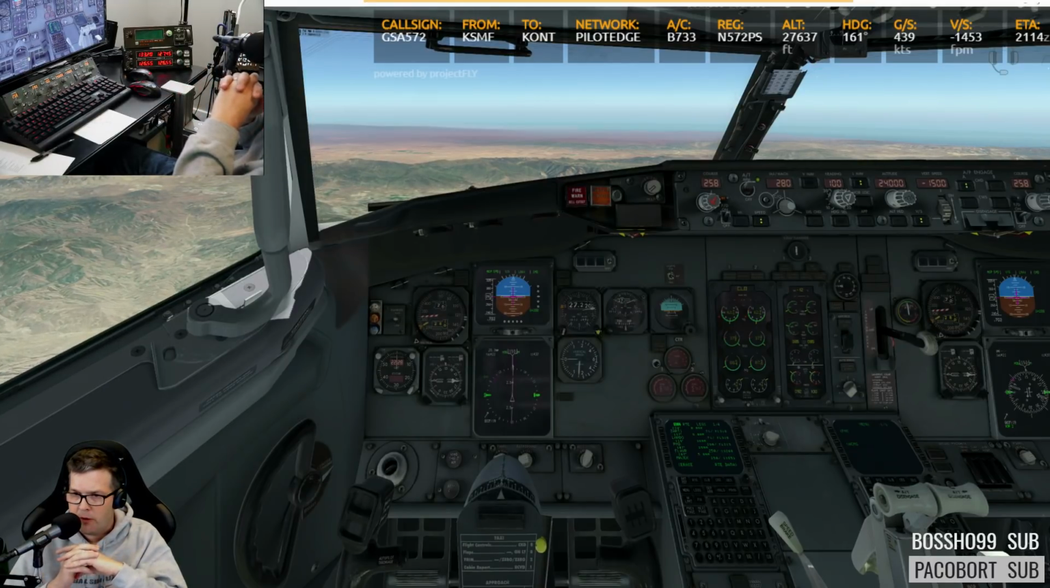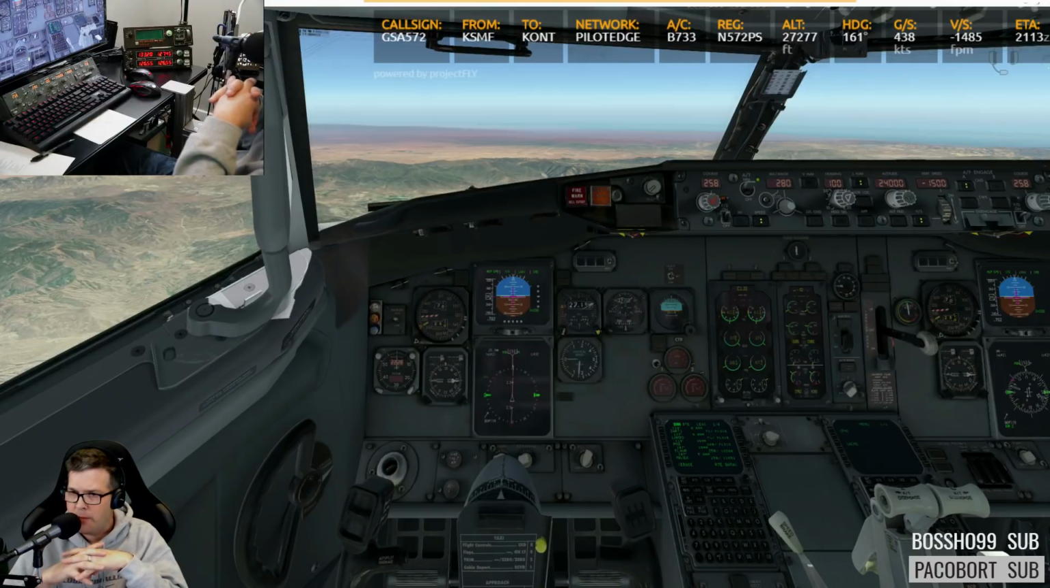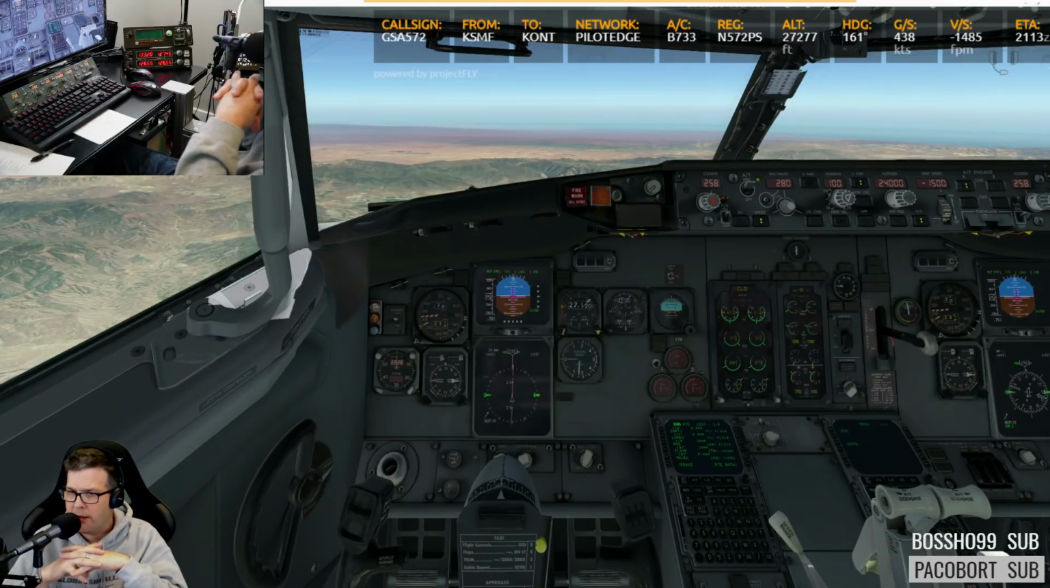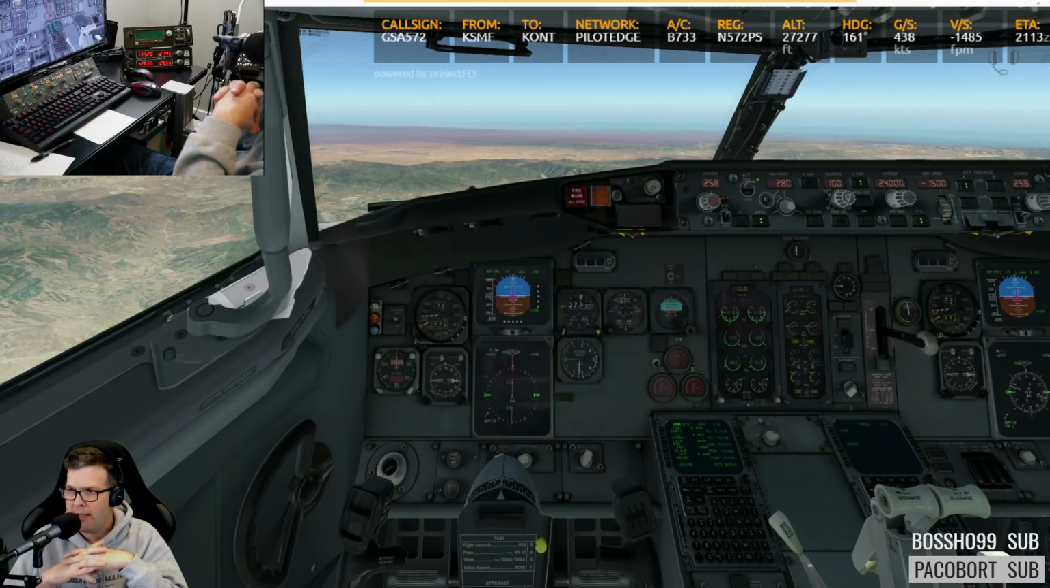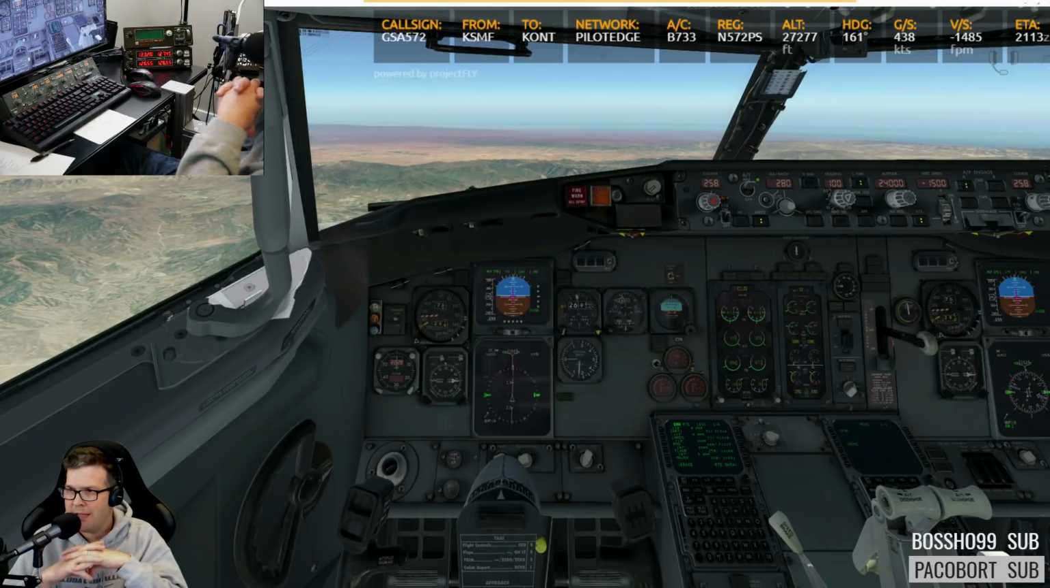All right, we're descending at 1,500 feet per minute. We're going to try to hit 10 miles northwest of the Palmdale VOR at flight level 240, and we'll maintain 240.